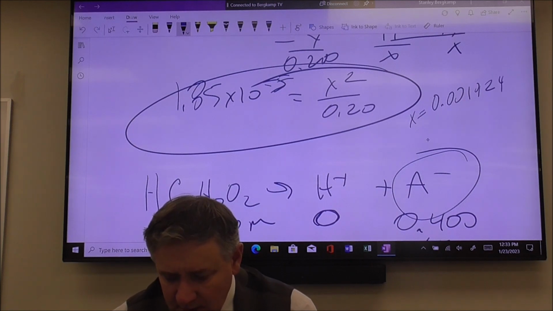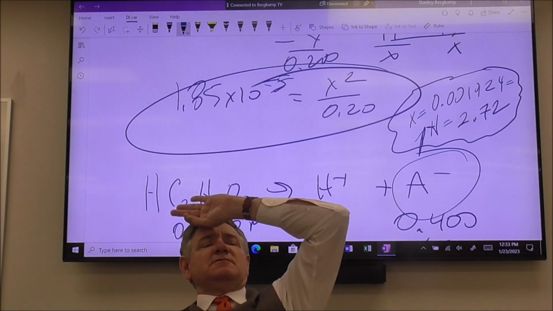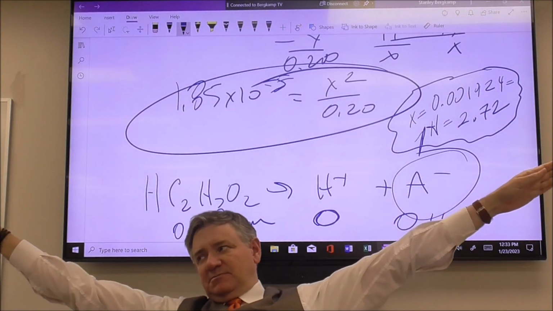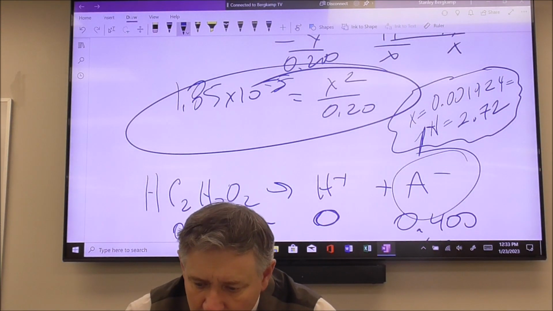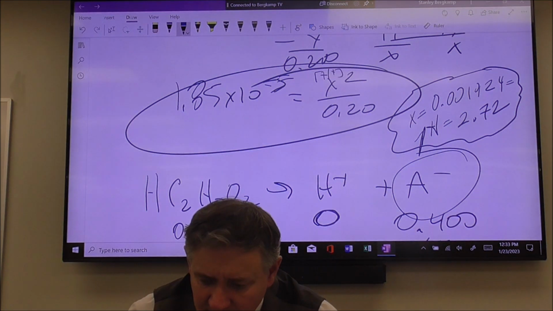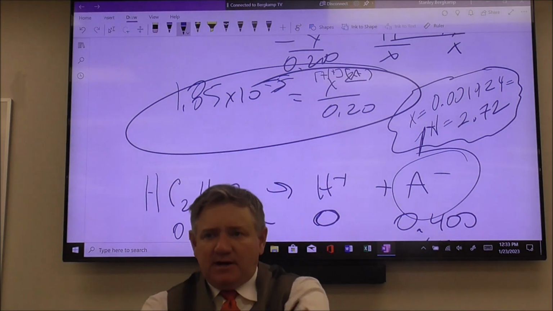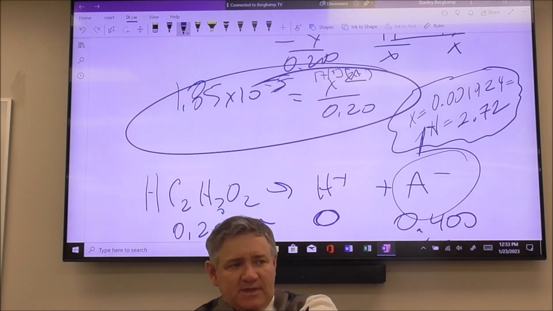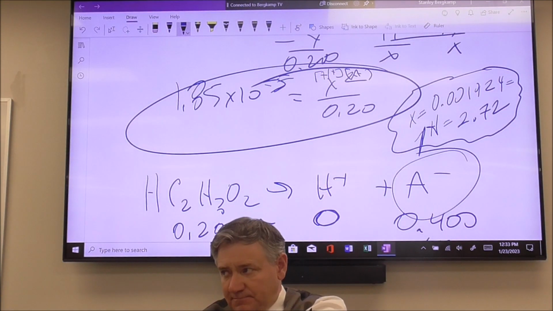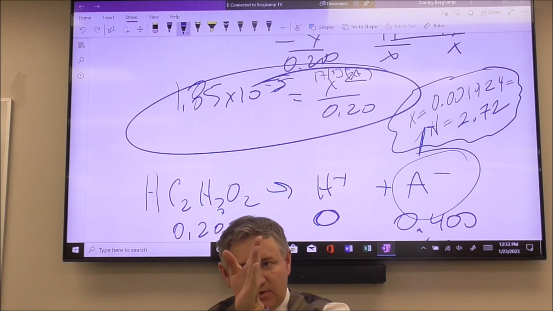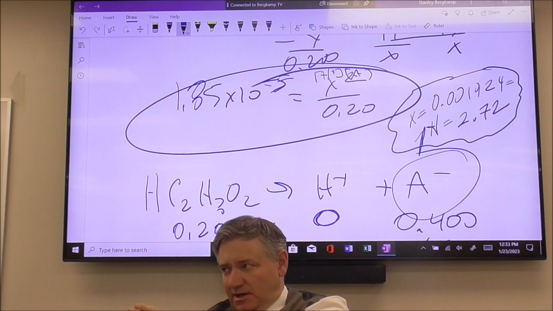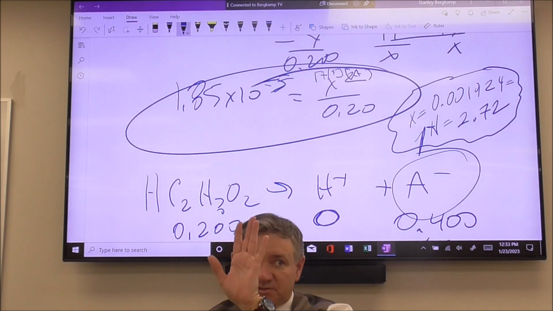0.001924. Okay? Now take the negative log of that. 2.72. Okay? Now, here's the big picture. Technically, this is your hydronium ion concentration times your anion concentration. Don't lose track of that. We call it X squared, and it's X squared because it's your hydronium ion concentration times your anion concentration. Okay? Don't lose track of that.